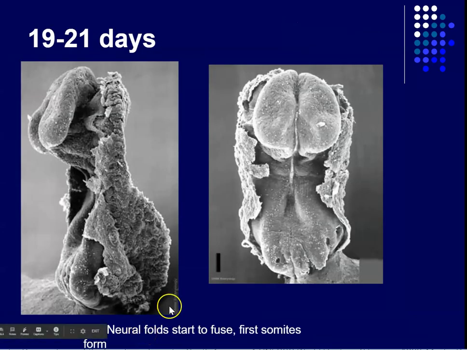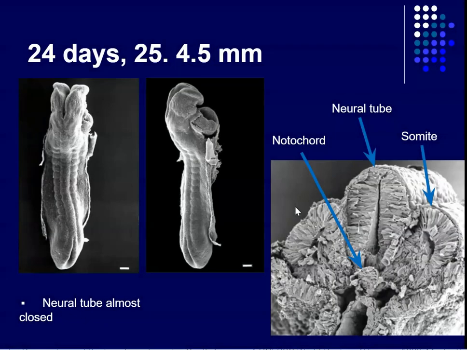Those neural folds start to fuse and form a tube. And then the first somites form. The somites are these little lumps along either side of the developing spinal cord. This is at about 3 weeks in. You can see the anterior and posterior ends of that tube still open. By 24 days in, you've got most of the tube fused, but again, the anterior and posterior ends are still open. Here we've got a cross section through the neural tube at this point.